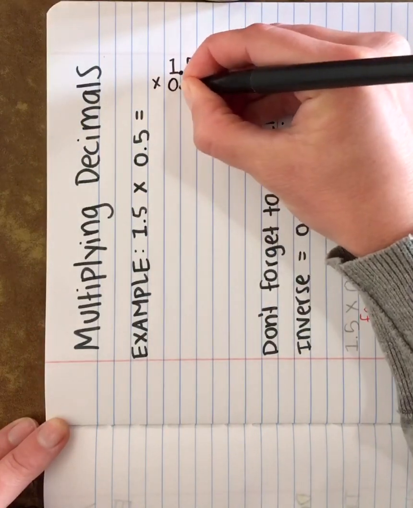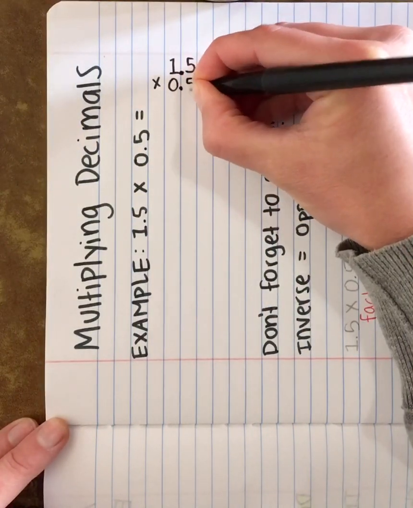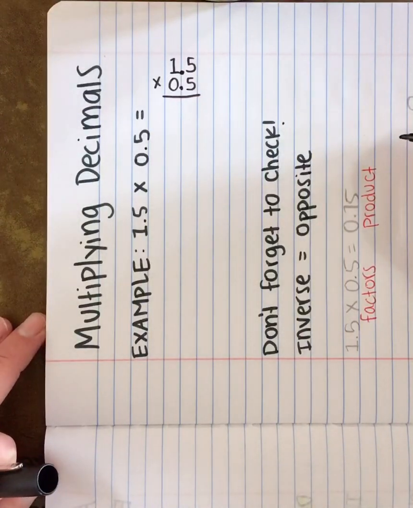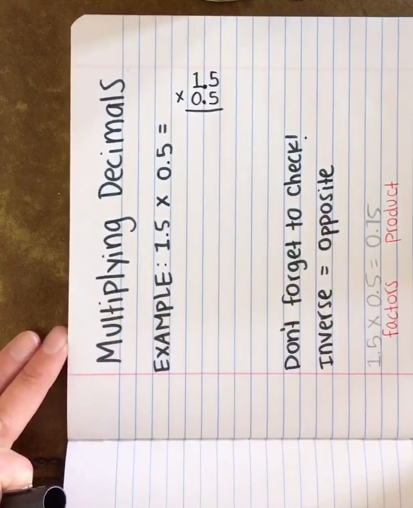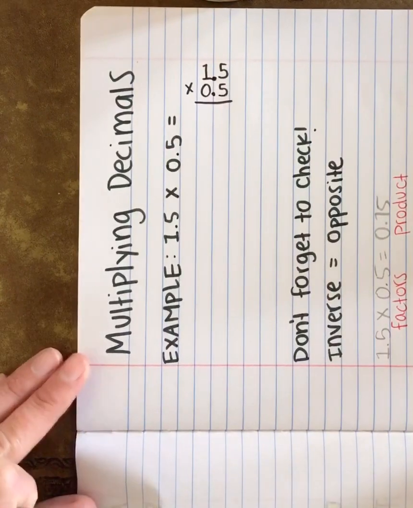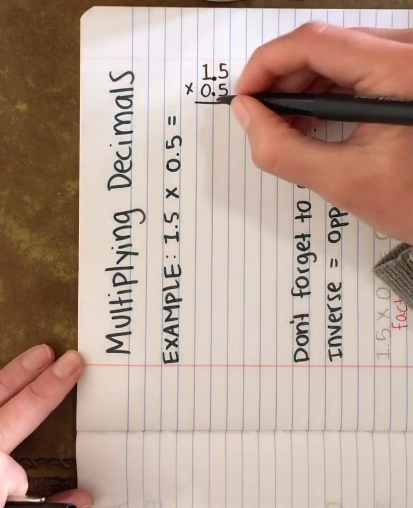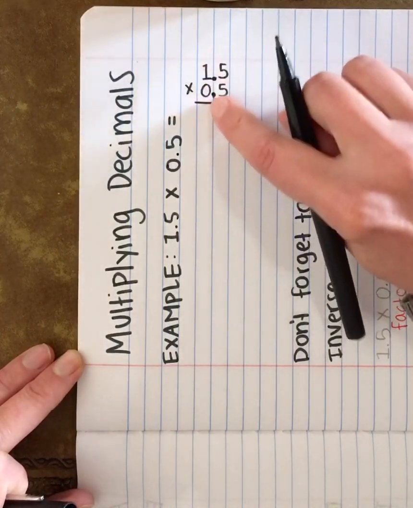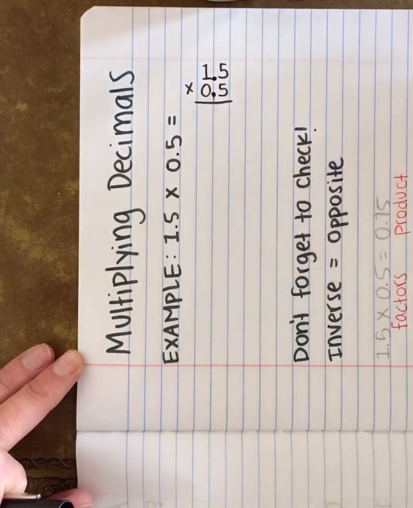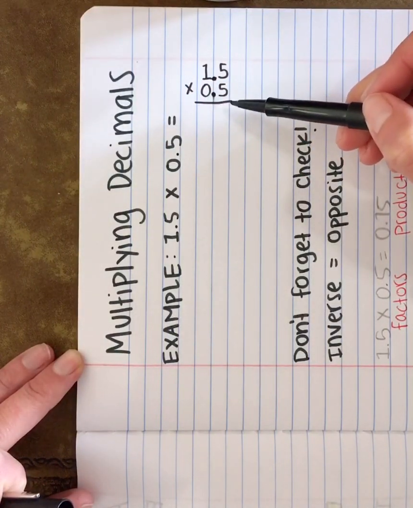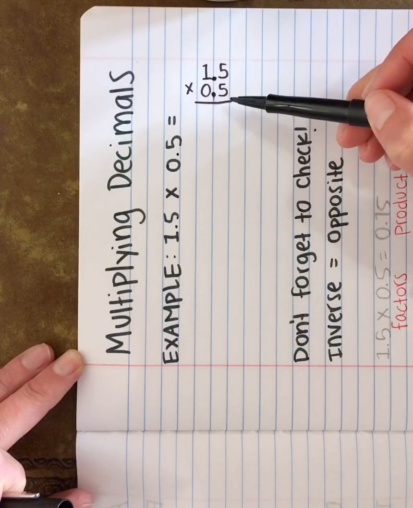times 0 and 5/10. Now, just like with addition, multiplying with decimal numbers is very similar to whole number multiplication with multiple digits. We just have to do something special with the decimal point. When we multiply, we want to ignore the decimal point at the beginning and just multiply as though we were multiplying 15 times 5. And then we'll add the decimal point in later.